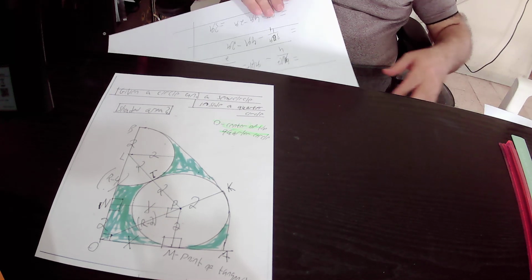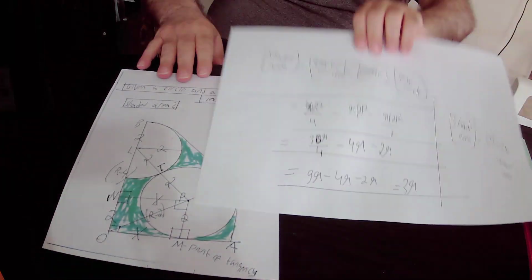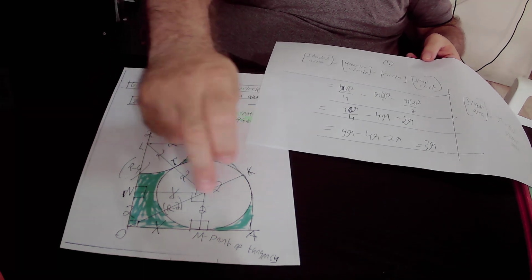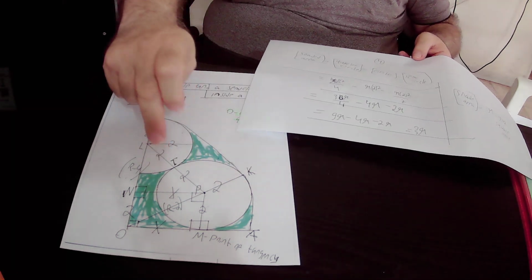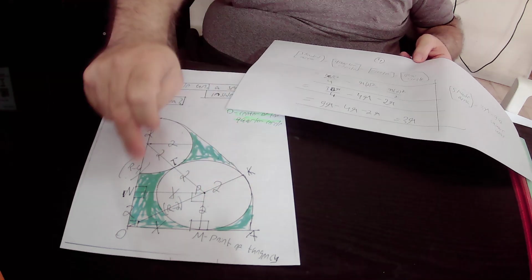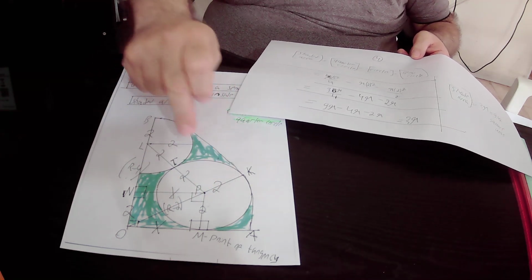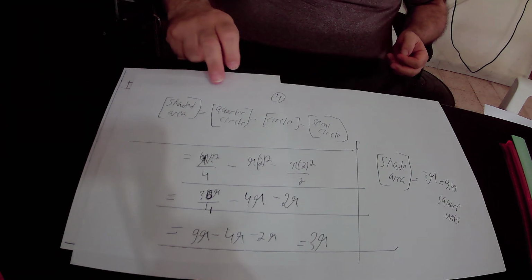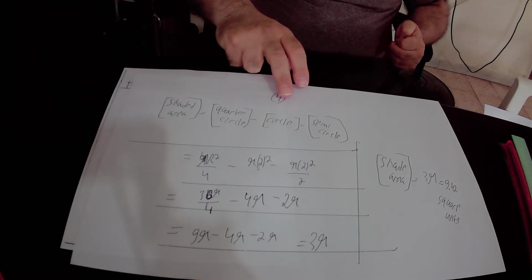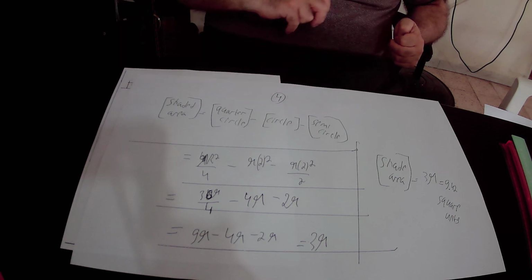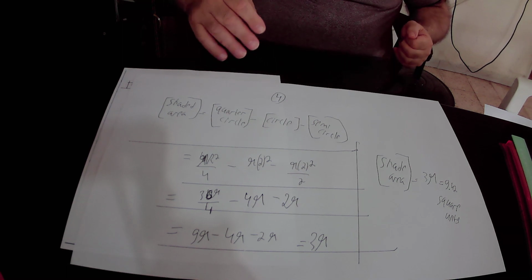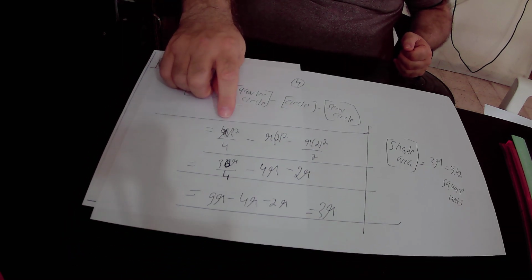So what is the value of the shaded area? The value of this shaded area equals the area of the quarter circle minus the area of the circle minus the area of the semicircle. I'll repeat again. The shaded area equals the area of the quarter circle minus the area of the circle minus the area of the semicircle. The area of the quarter circle equals the area of the circle over 4. That is to say, it equals pi R squared over 4.